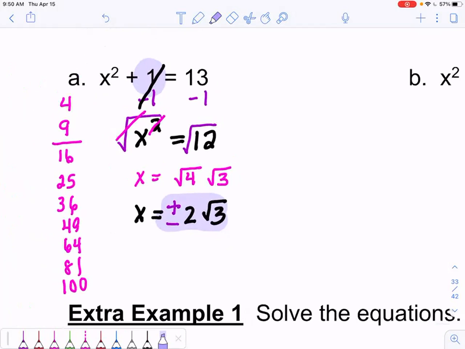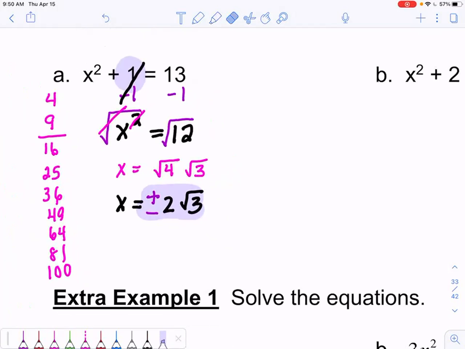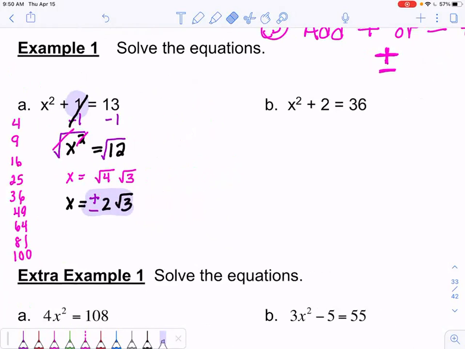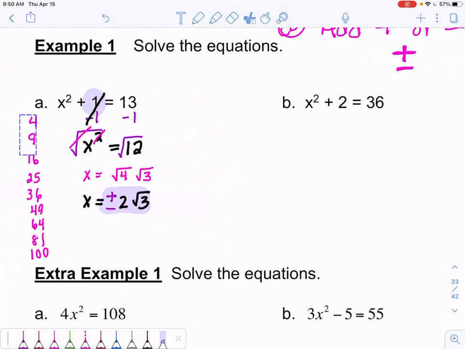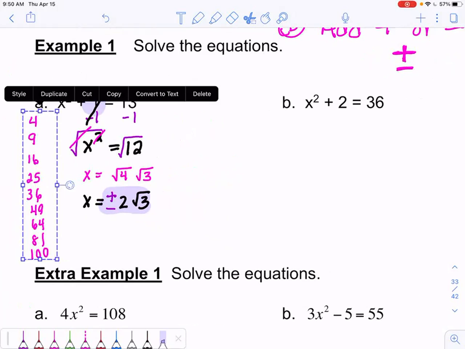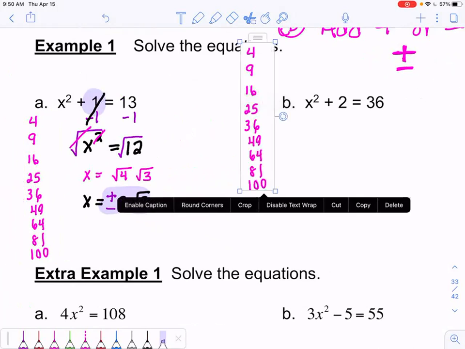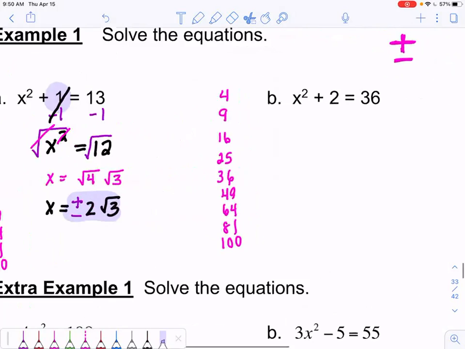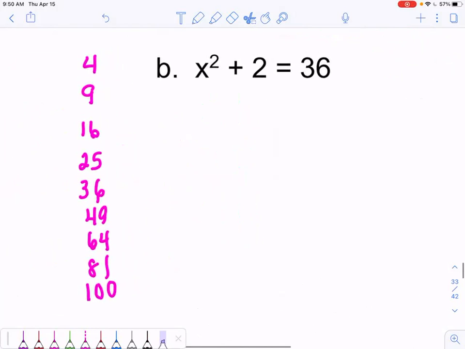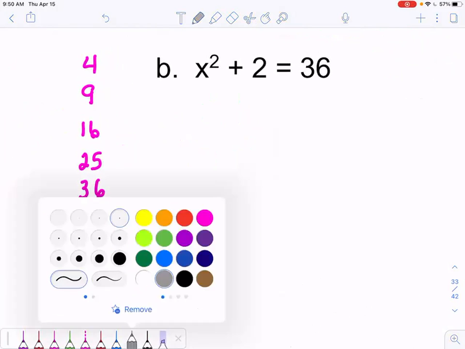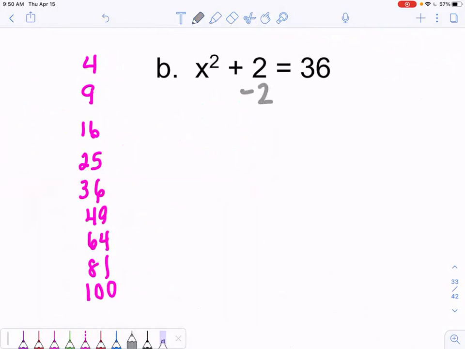All right, let's try the next one. I know this is a little different. So look at B, and we're going to see if we can apply the same process to B. So Jason, what would you do first to get the x squared by itself? Yeah, so we're going to subtract 2. So the 2's cancel, and Jason, you end up having x squared equals 34. So that's step 1.